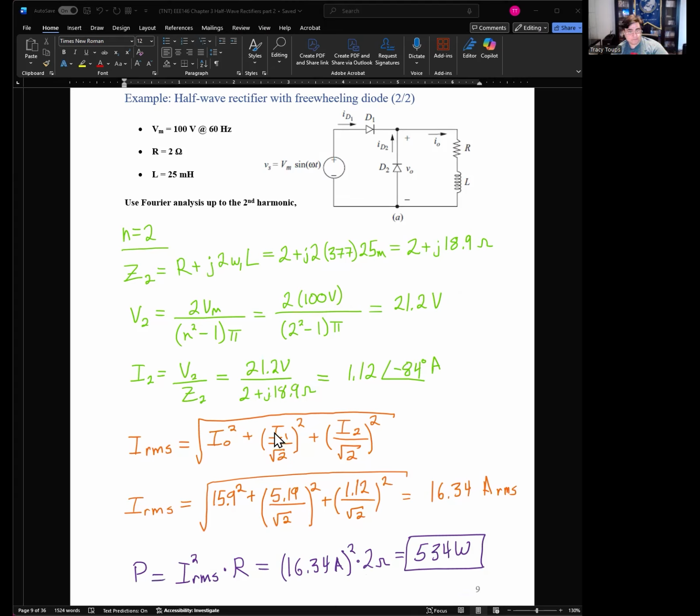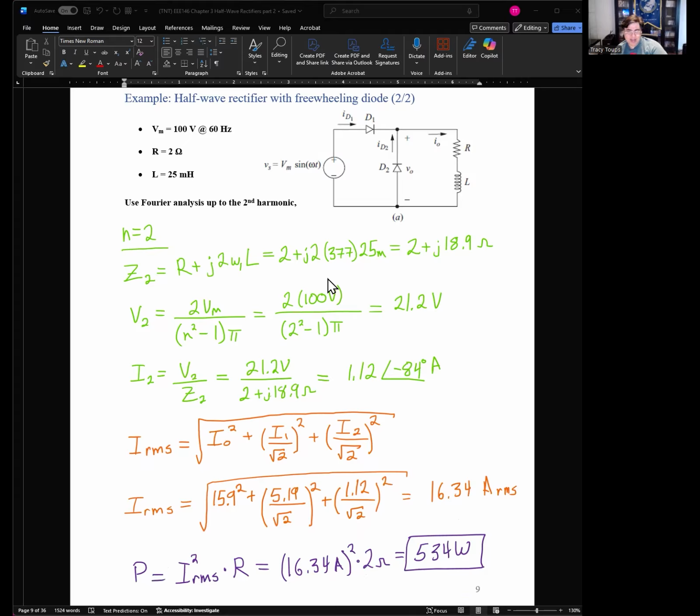Okay. I just want to reiterate, if you already have RMS quantities to begin with from your voltage source, you don't have to divide by square root 2. But in this course, for this type of problem, we typically don't do that because it gets a little more confusing. So we just take the RMS value at the very end. So I1 divided by square root 2, don't forget to square that, plus I2 divided by square root 2, same logic, square that, square root the whole thing, and then at this point you just number crunch this: 15.9 squared plus 5.19 divided by square root 2 squared plus 1.12 divided by square root 2 squared, square root the whole thing, you get 16.34 amps.